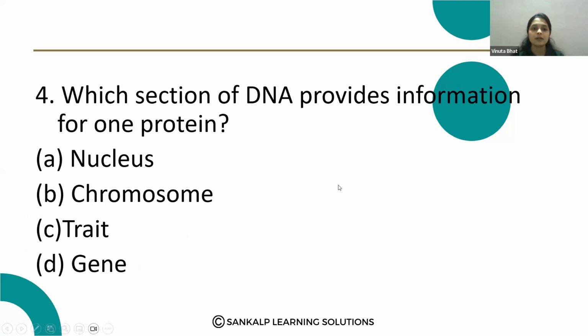Next question. Which section of DNA provides the information for one gene? Option A, nucleus. Option B, chromosome. Option C, trait. Option D, gene. So, the small fragment of DNA that provides the information for one protein, that is option D, gene, is the correct answer.